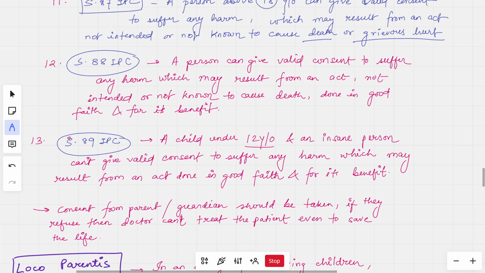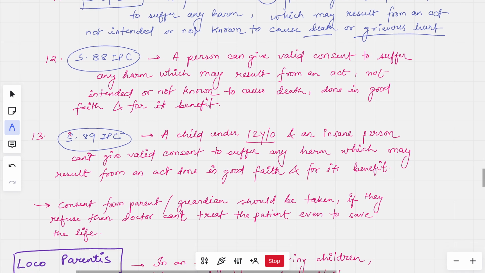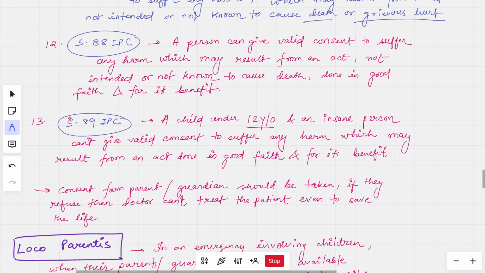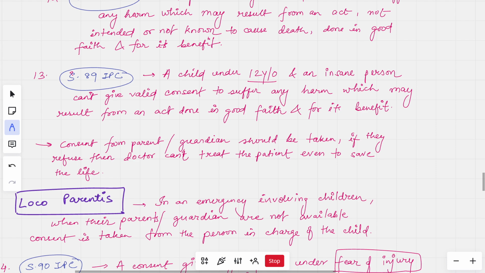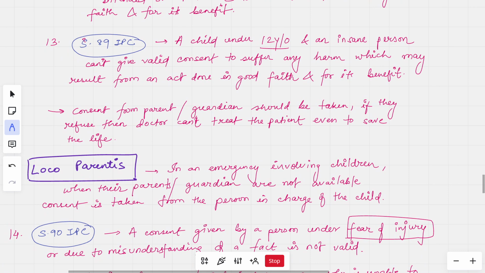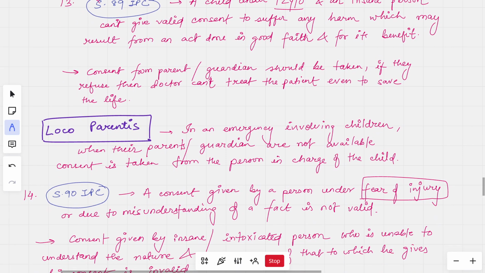Under point number 13, section 89 IPC, a child under 12 years of age and an insane person cannot give valid consent to suffer any harm which may result from an act done in good faith and for its benefit. So, a child under 12 years of age and an insane person cannot give a valid consent. Then, consent from parent or guardian should be taken. If they refuse, then the doctor can't treat the patient, even to save the life of the patient. So, it should be noted.